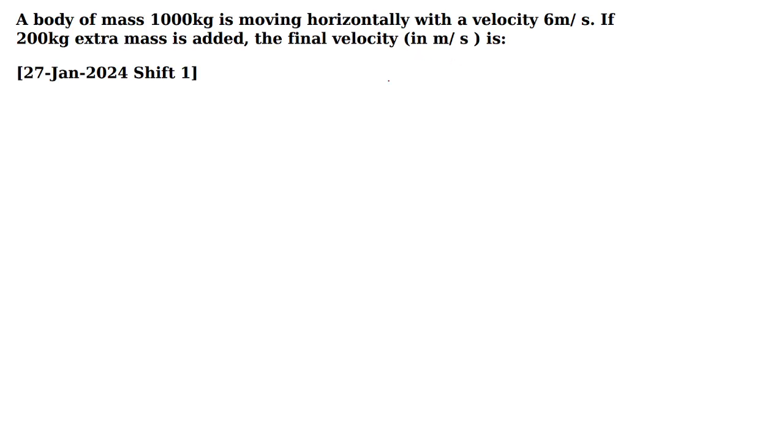It's a good question. That's why I discuss this. All of you please listen. A body of mass 1000 kg moves horizontally with a velocity of 6 meter per second. If an extra mass of 200 kilogram is added, the final velocity is? It is based on conservation of momentum.